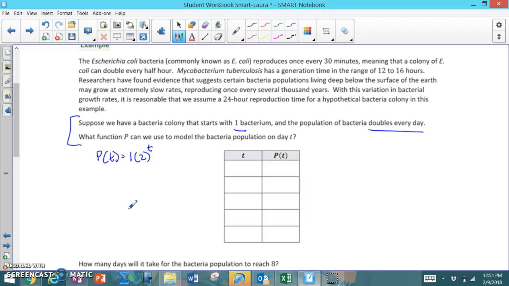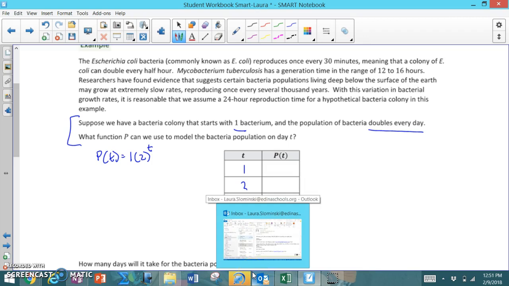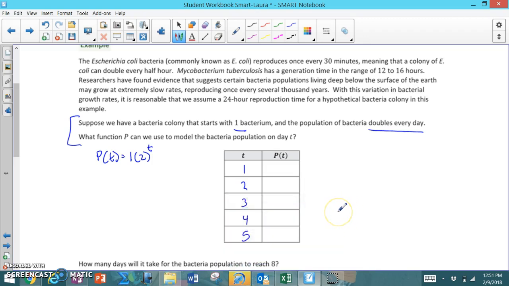And then what we could do is build a table for it. So after 1 day, after 2 days, after 3 days, after 4 days, after 5 days, I plug in. Well, 2 to the first is 2. 2 squared is 4. 2 to the third is 8. 2 to the fourth is 16. 2 to the fifth is 32. So really we're looking at what we've already talked about a little bit, but now we're going to take it to a little bit different level.